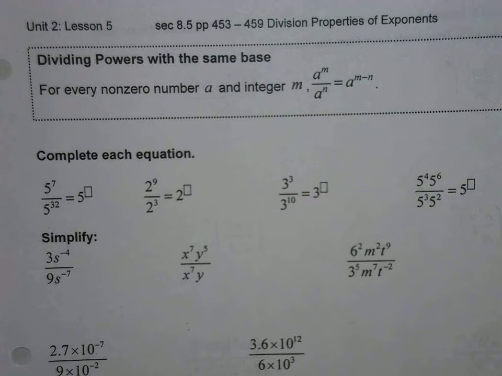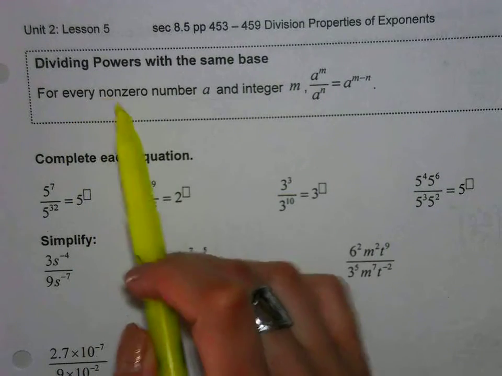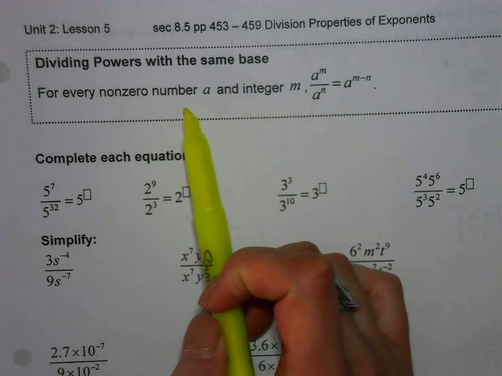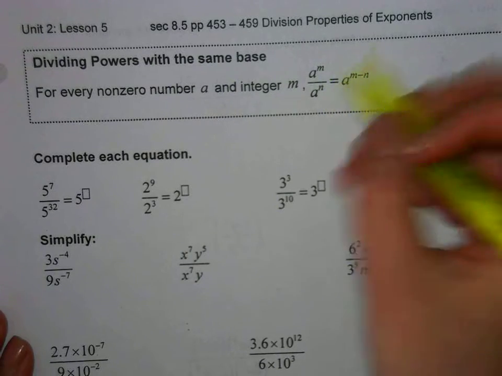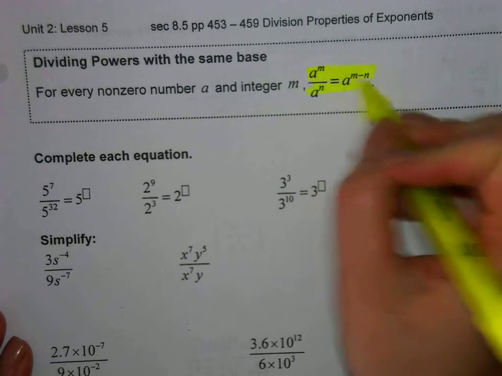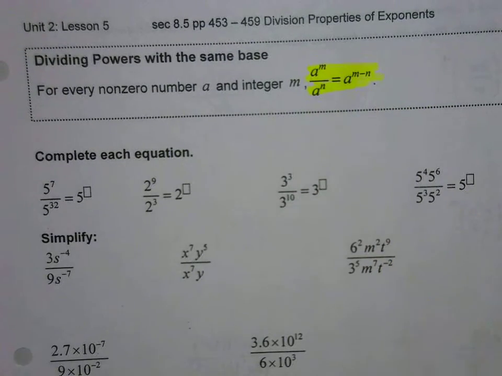Today we're going to be looking at division properties of exponents. So dividing powers of the same base, for every non-zero number a and integer m and n, a to the mth power divided by a to the nth power equals a to the m minus n. So we subtract the exponents. So let's complete each equation.